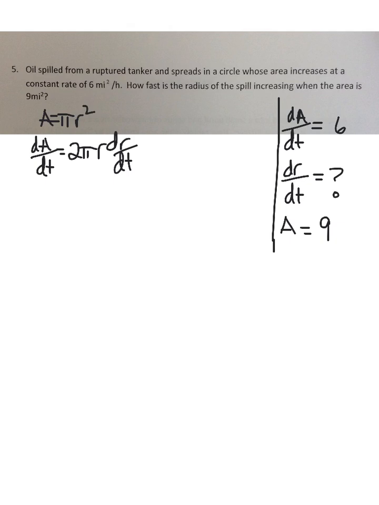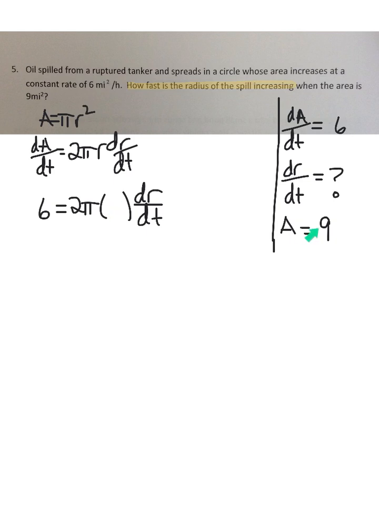So I know dA/dt is 6. And then I've got 2 pi. They didn't give me the radius. But if you look right here, they're asking for how fast the radius is increasing. So they definitely want to know dr/dt. It clearly states that in the problem. So this is what I'm looking for, but they didn't give me the radius.